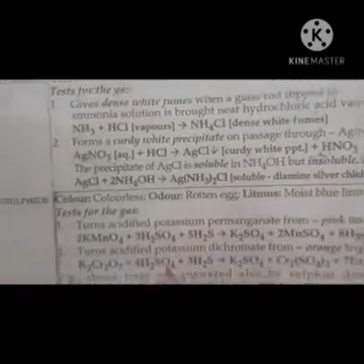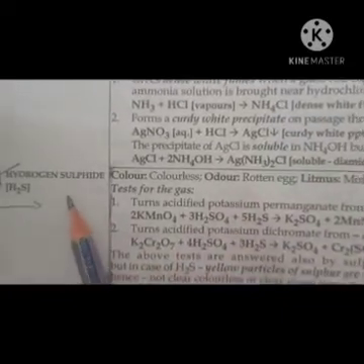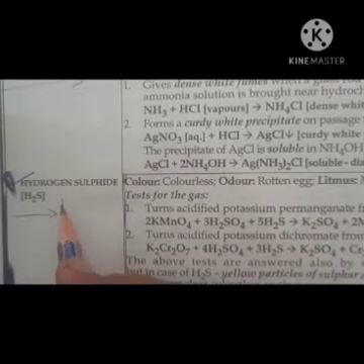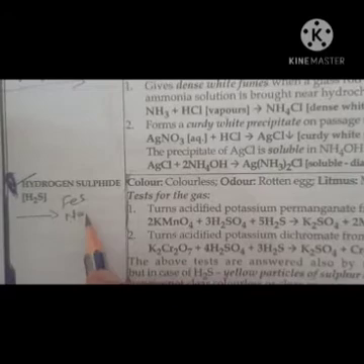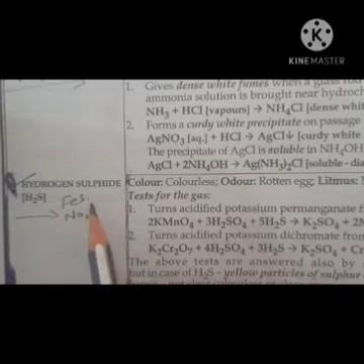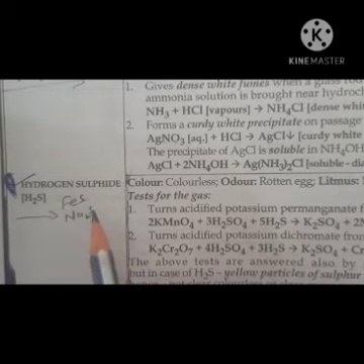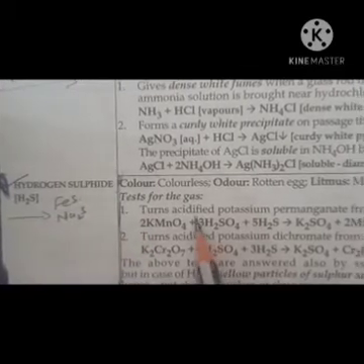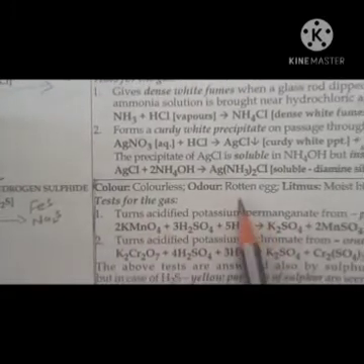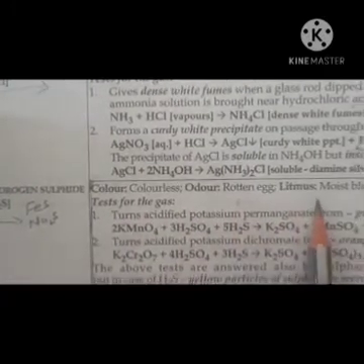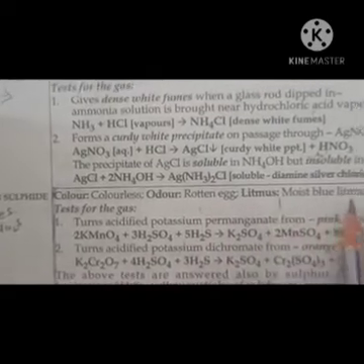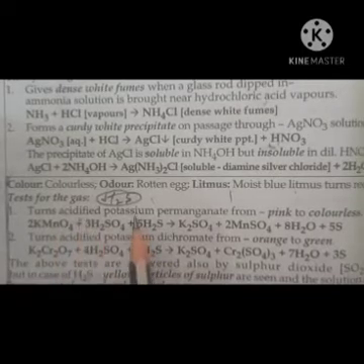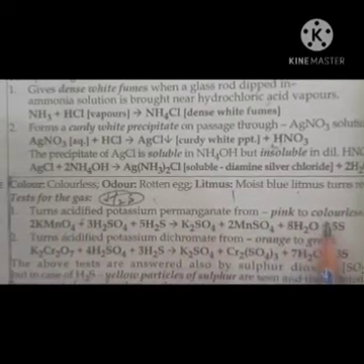Now next is your hydrogen sulfide. Whenever metallic sulfides like FeS or Na2S react with dilute acids, hydrochloric acid or sulfuric acid, they produce which gas? Hydrogen sulfide gas, and it is colorless but has a rotten egg smell, and it is also an acidic gas because it turns blue litmus paper to red. This gas turns acidified potassium permanganate solution from pink to colorless.